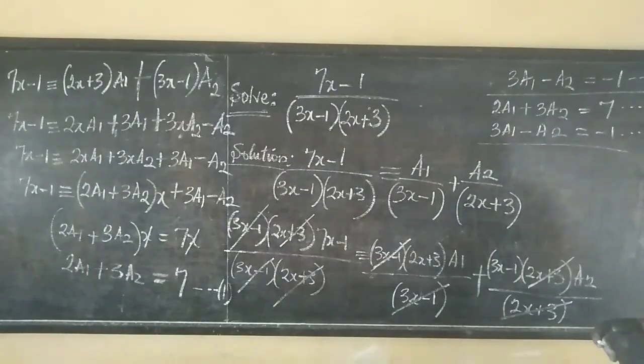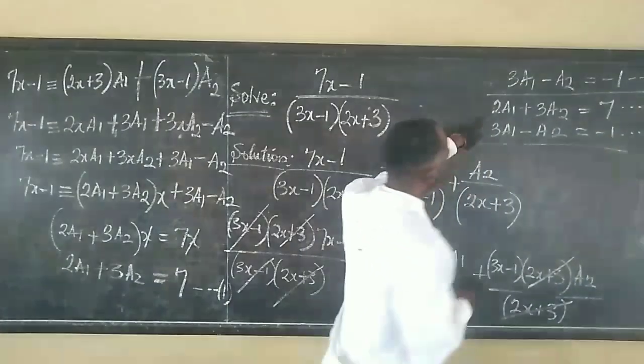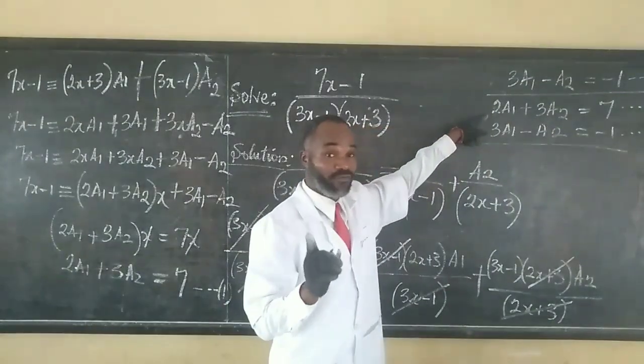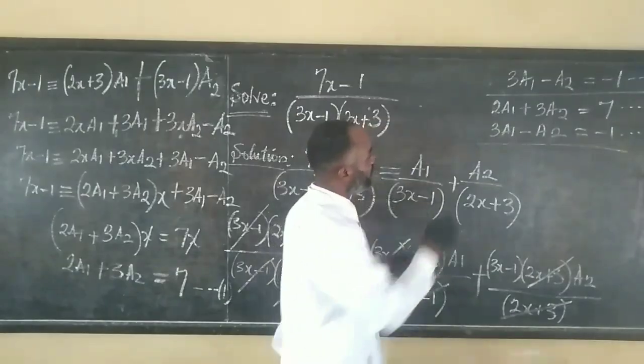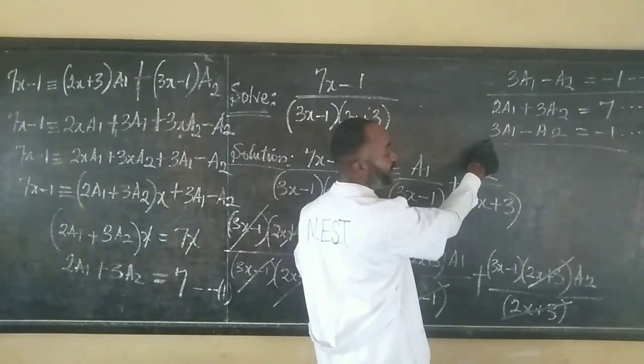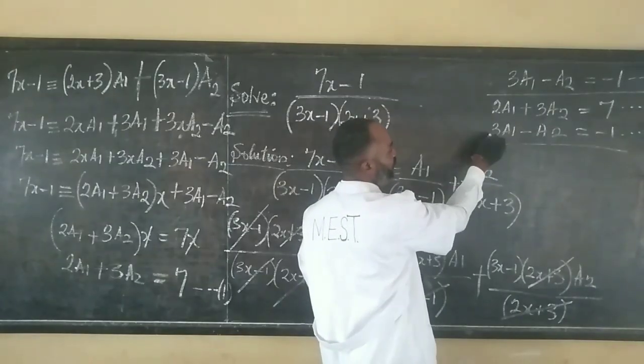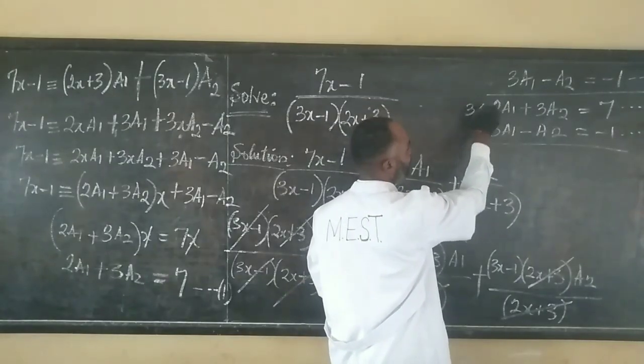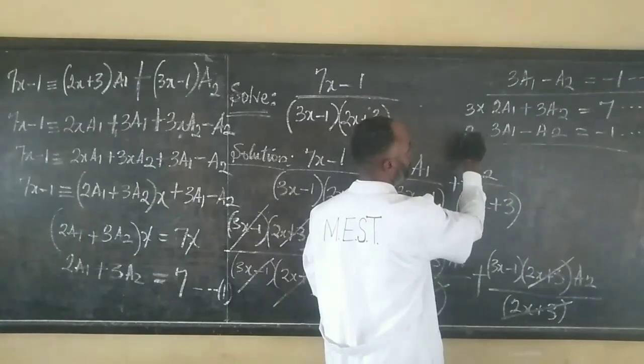So let's proceed. What do we do? Look at this. It's very clear. Look at it very well. The coefficient of A1 here is 2. The coefficient of A1 here is 3. So we interchange. 3 comes up here to multiply everything. 2 comes down here to multiply everything.